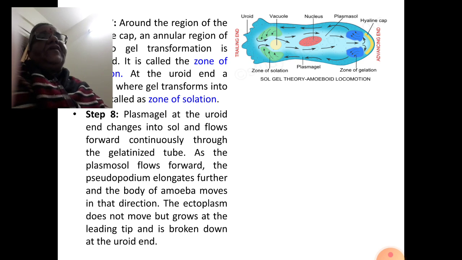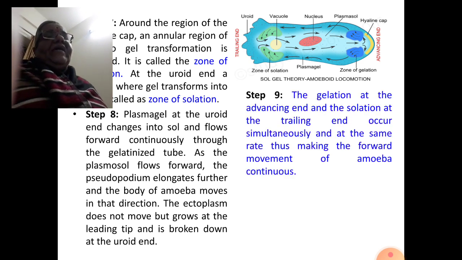Students, you have to concentrate on the arrow marks through the gelatinized tube. As the plasma sol flows forward, the pseudopodium elongates further and the body of the amoeba moves in that direction. The ectoplasm does not move. Please note, ectoplasm doesn't move but grows at the leading tip and is broken down at the uroid end. This is what happens.